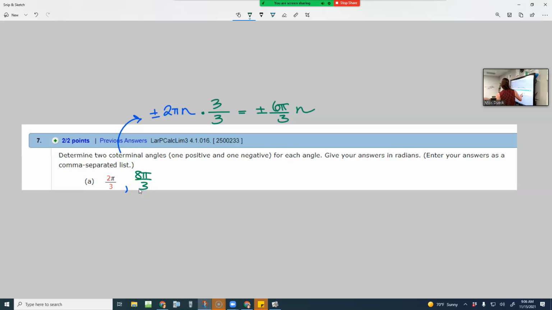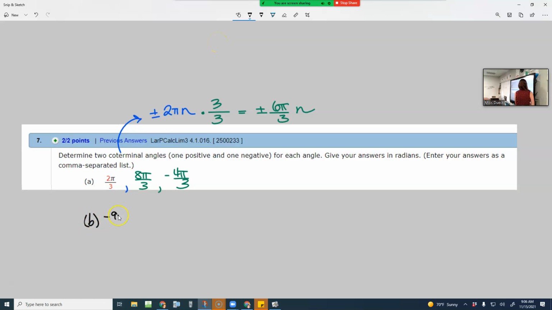You guys read the directions, right? What else do they want? The negative. So what happens if I do 2 pi minus 6 pi, both over 3? Negative 4 pi over 3. But why was letter B a little bit harder? Because you have to use it multiple times.